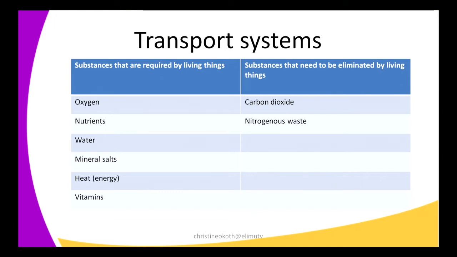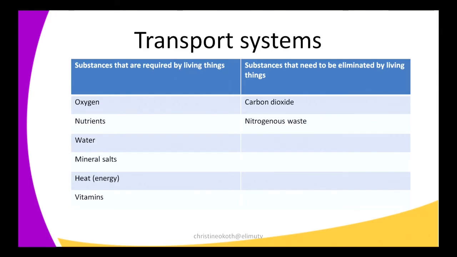We also need nutrients in both plants and animals. For example, carbohydrates are used to supply energy. The proteins are needed by the body for growth. The vitamins, all those nutrients are needed in the body. So they need to be circulated. So they need to be transported in our bodies.